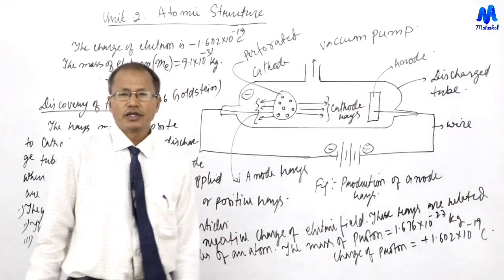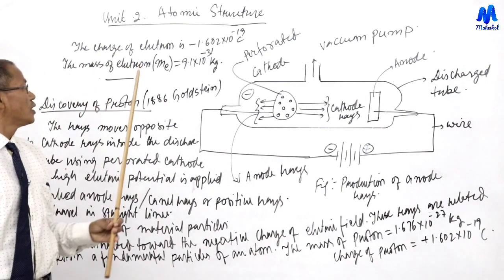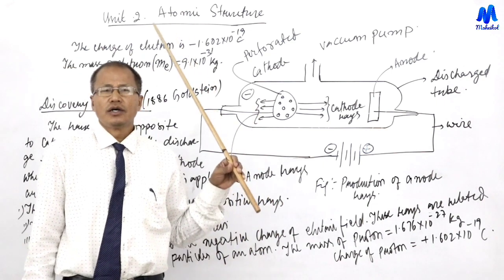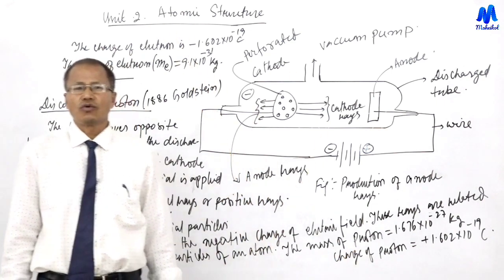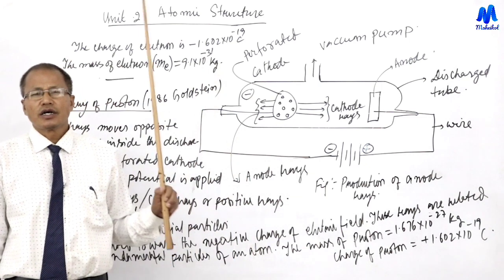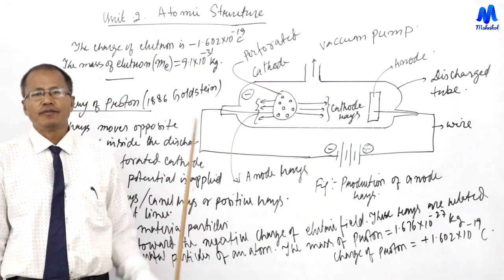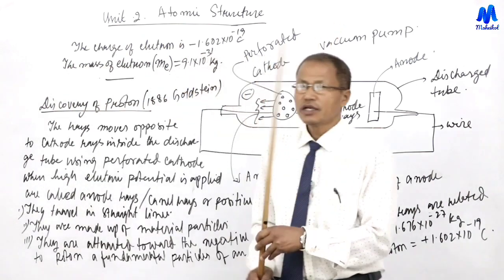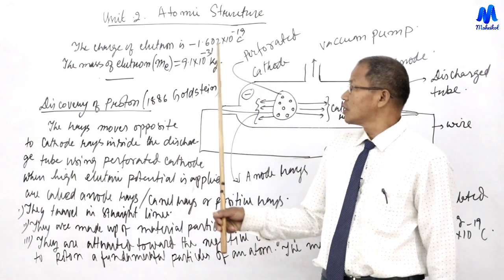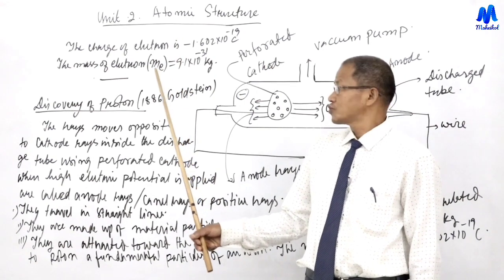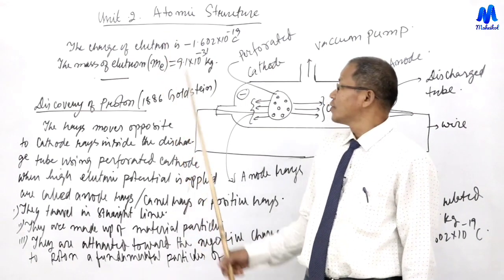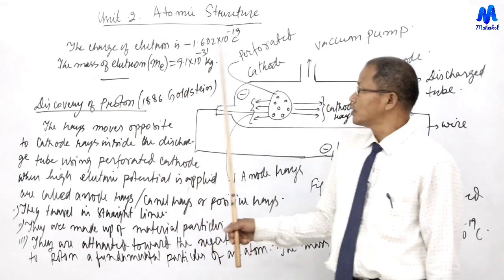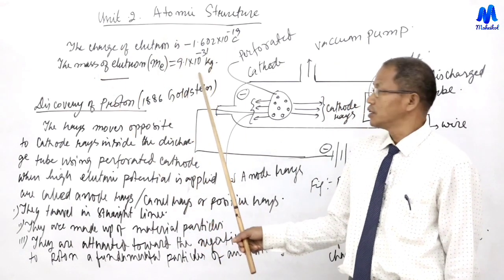These mass and charge values were determined by the Millikan oil drop experiment and J.J. Thomson's e/m experiment. These two experiments are very long, so it is better to study them from your books. Here it is mentioned how much the charge of the electron is and how much the mass of the electron is.